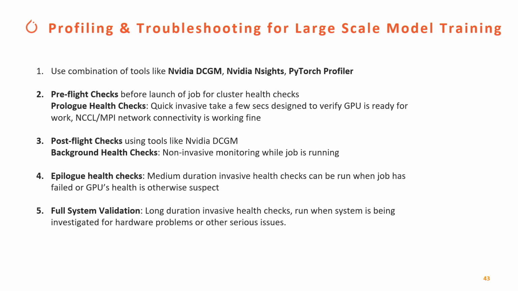While your job is running, periodically you will run post-flight checks using tools like Nvidia DCGM for background health checks that monitor the status of the training job. This will be very important when you are training large models for convergence, which can span up to 20, 30 days or longer. The epilogue health checks are medium duration invasive health checks run when the job fails or the health of the GPUs is suspect. And the full system validation tests are long duration checks that are typically run for investigating hardware problems or other serious issues.